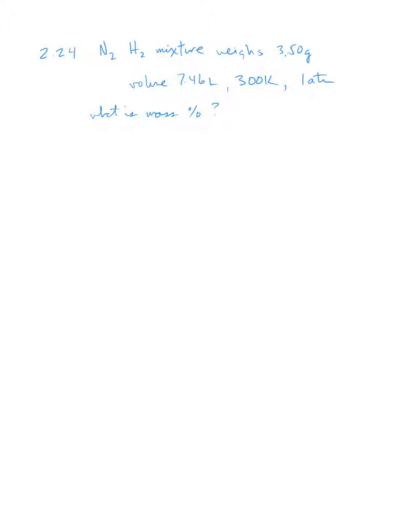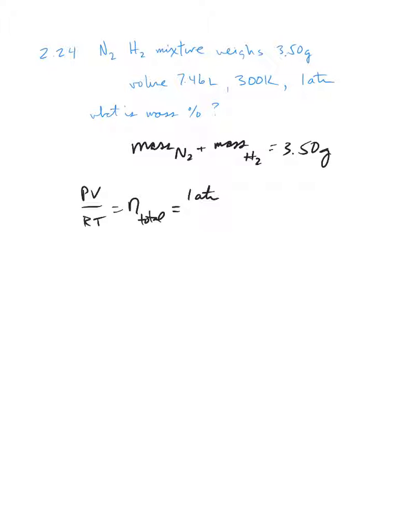So there's two things that we know. We know that the mass of the N2 plus the mass of the H2 is equal to 3.50 grams. That's going to be useful for us to make a substitution in a minute. In terms of the moles, we know that PV over RT is going to give us the total number of moles of gas. So if I plug in the given information, I have 1 atmosphere pressure, a volume of 7.46 liters. They're making it easy on us. We don't have to do any conversions. R is 0.08206, and the temperature is 300 K. I get a value of 0.303 moles of gas total.